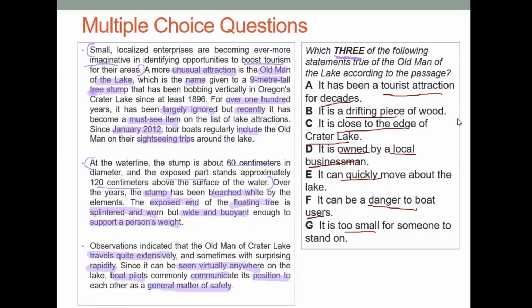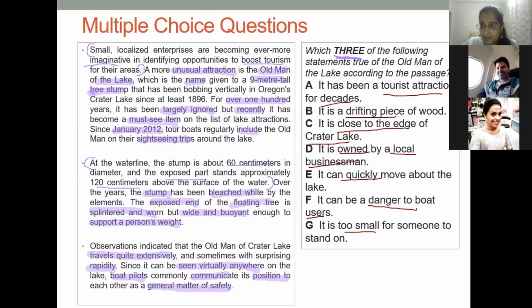Aparna, is there a problem? No problem. Okay. Anybody who has any issues or questions or doubts, you can put it in the chat.